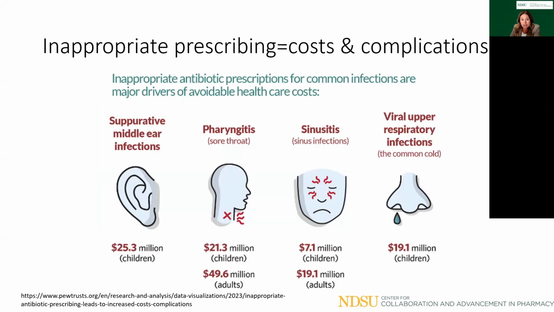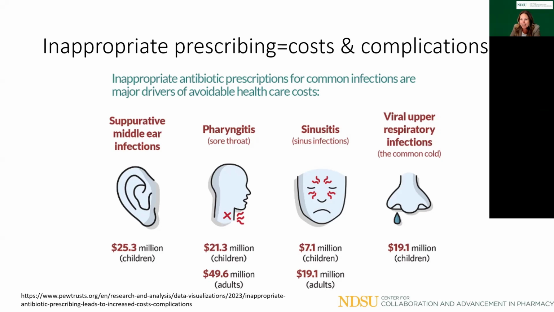So looking at that, upper respiratory colds, like the common cold, cost up to $19 million a year in treating children. Sinusitis, we have 7 million in costs for children and 19 million in adults. So high costs here may be some examples of how you can approach your C-suite of how we can prevent or help fund some of your interventions.